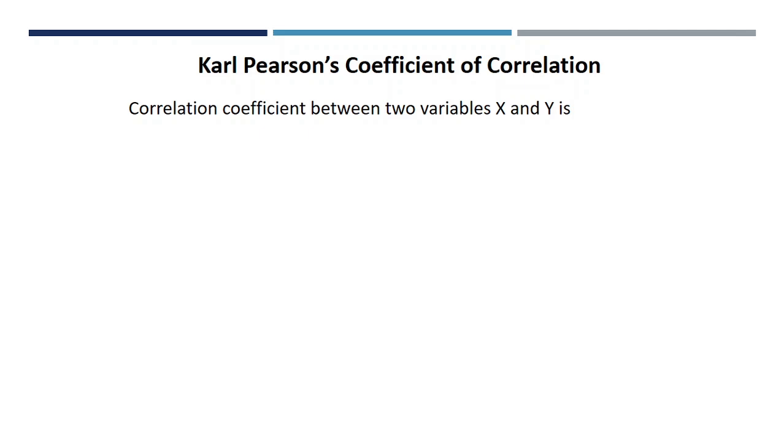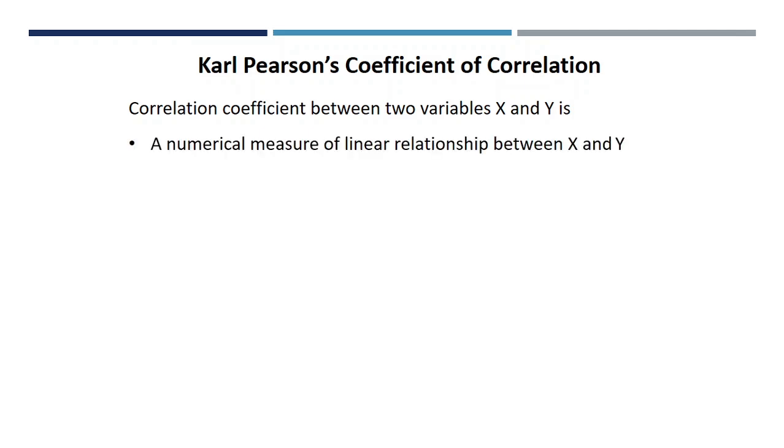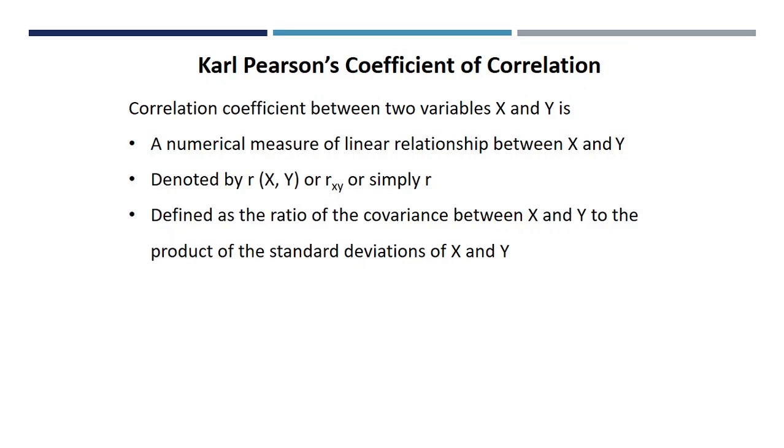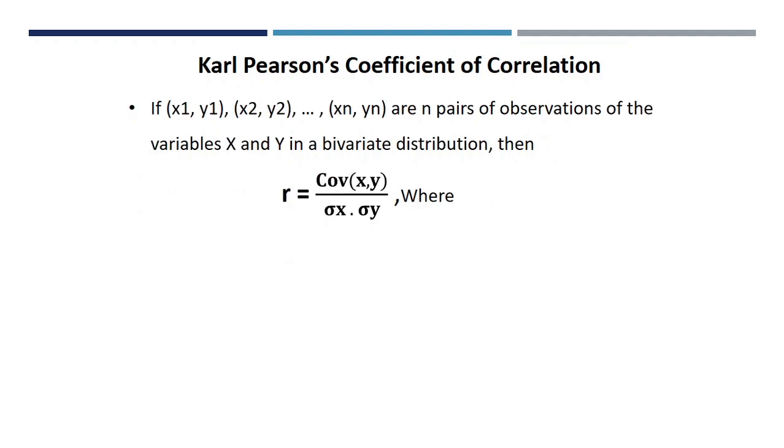Correlation coefficient between two variables x and y is a numerical measure of the linear relationship between the variables. It is denoted by r of xy or rxy or r. And it is defined as the ratio of the covariance between the variables to the product of the standard deviations of the variables. Suppose we have n pairs of observations x1, y1, x2, y2, etc., xn, yn.